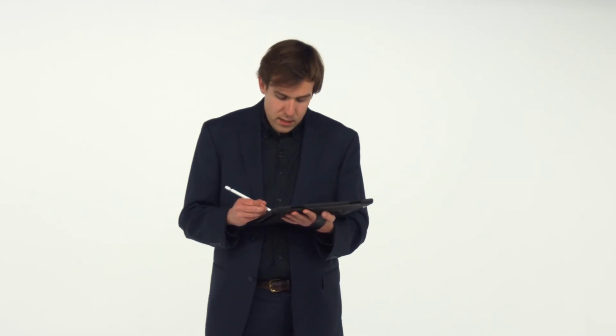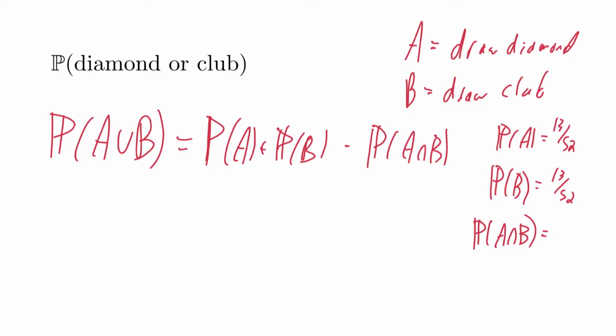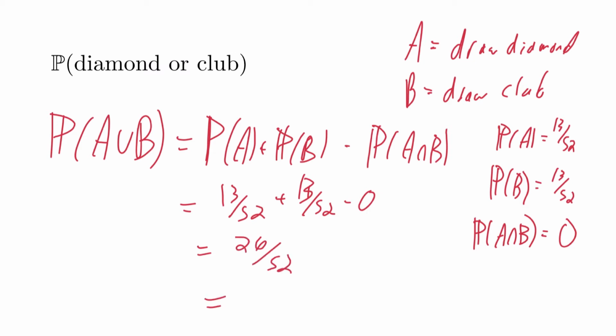And what's the probability of the intersection? What's the probability of drawing one card that is both a diamond and a club? Well, I claim it is equal to 0, because again, they're mutually disjoint events. So this is just equal to 13 over 52 plus 13 over 52 minus 0. So 26 over 52, so just 1/2.